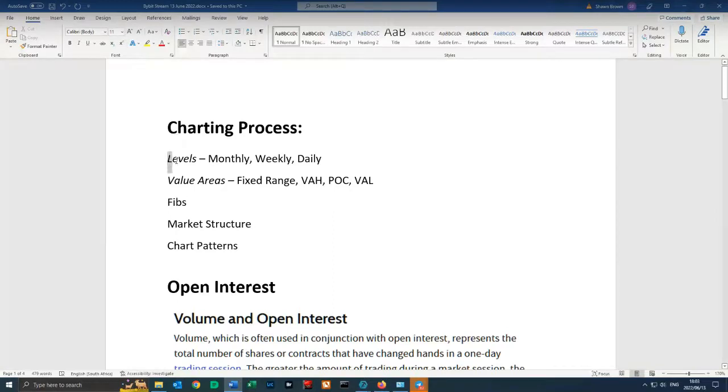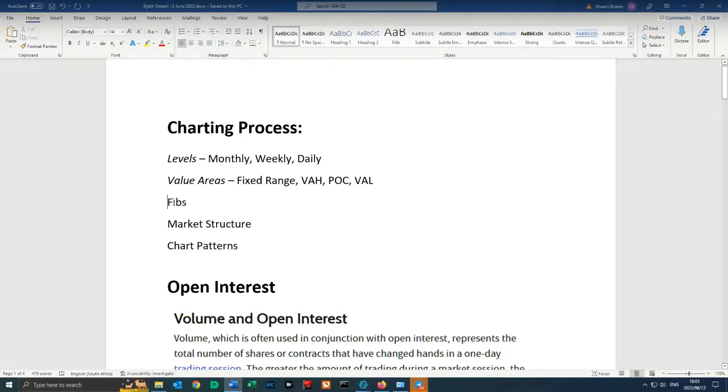Normally I start on a blank chart. So I look for levels. I look for my monthly, my weekly, and daily. I'm going to show you how I find that. Then I go and look for value areas, and I normally pull a fixed range for that. I look at what the value area high is, the POC, and I'm going to explain that when we get there, and the value area low and what the significance of that is.